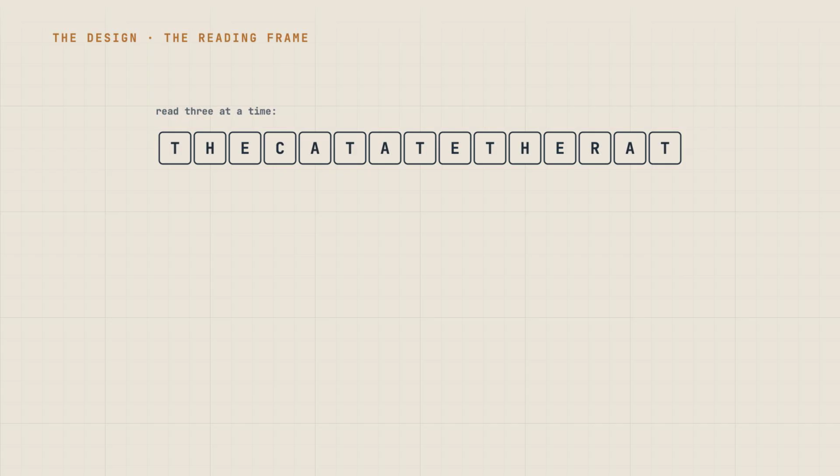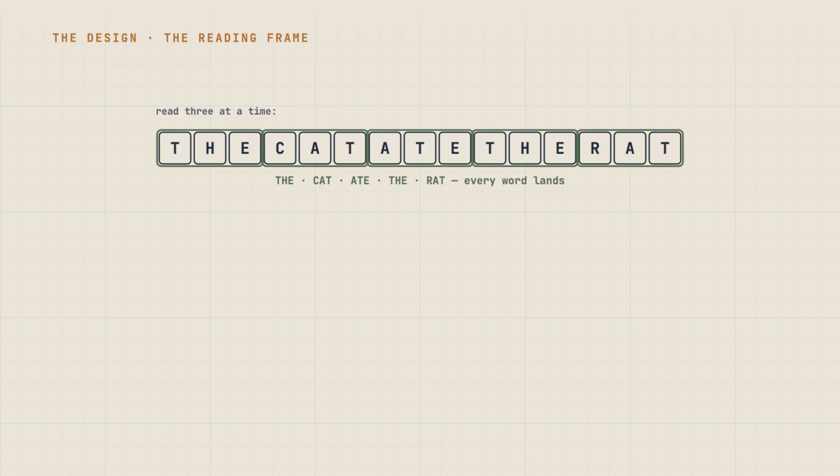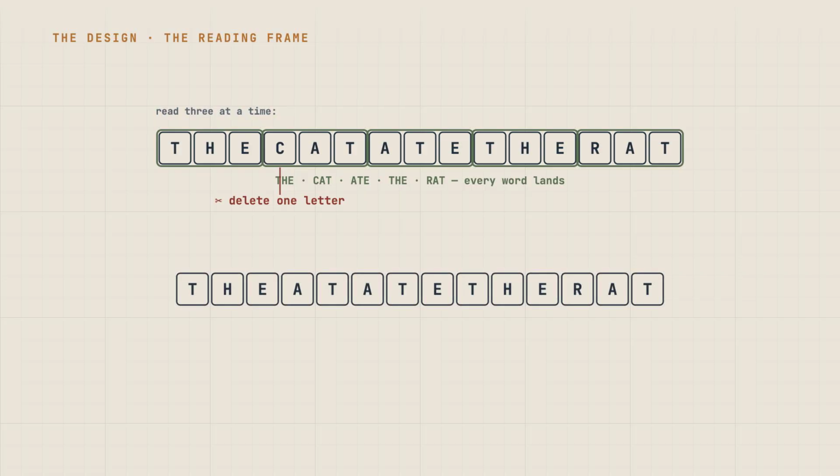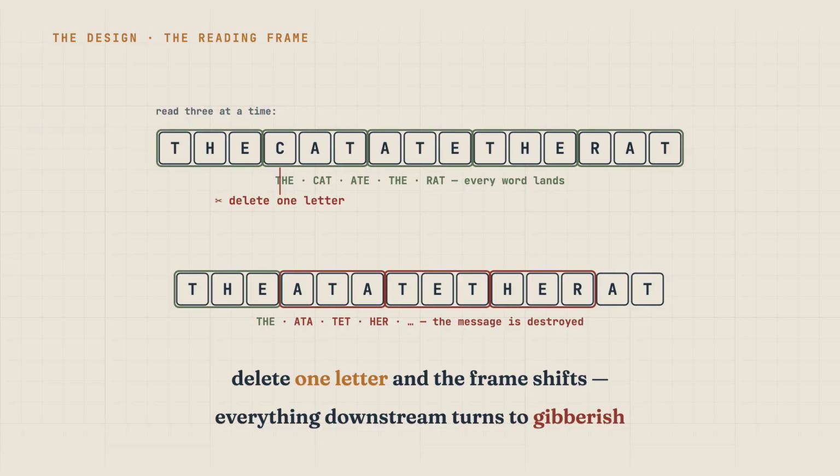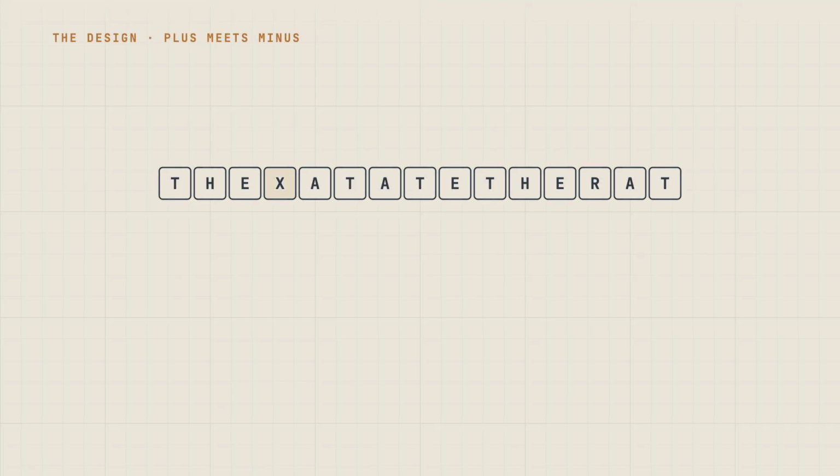The cat ate the rat. Take it 3 letters at a time, and every word lands. Now, delete 1 letter near the start. The reading frame shifts by 1, and from that point on, every word is scrambled. The message is destroyed. A single deletion, a dead gene. Call it a minus.